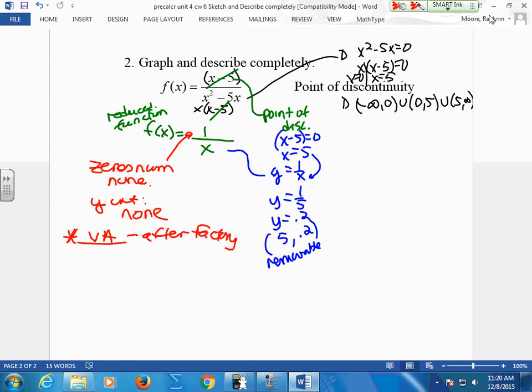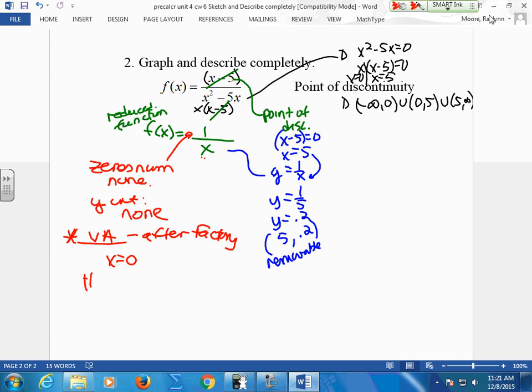Because x equals 5 does not give you a vertical asymptote, right? It was a removable point. But what's left in here? Oh, my x equals 0 was left in here. And can I clearly see x equals 0 at the y-axis was my asymptote?